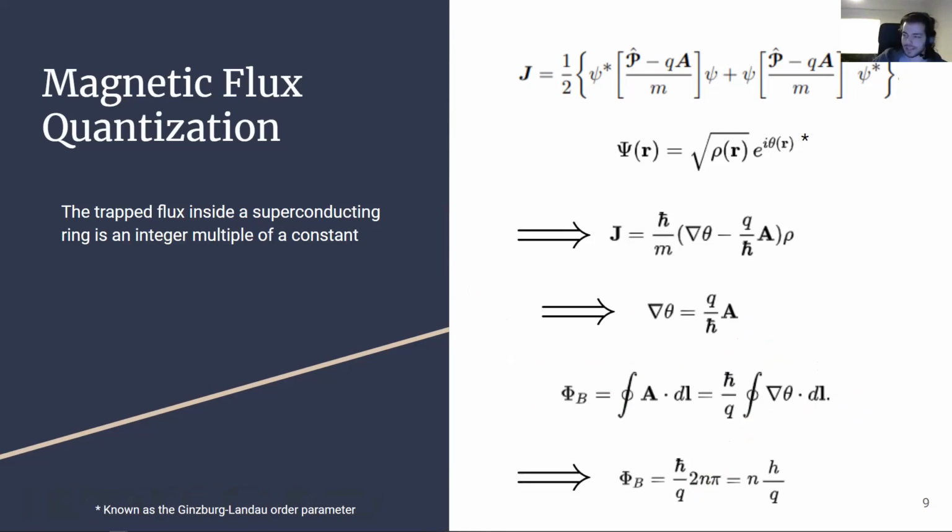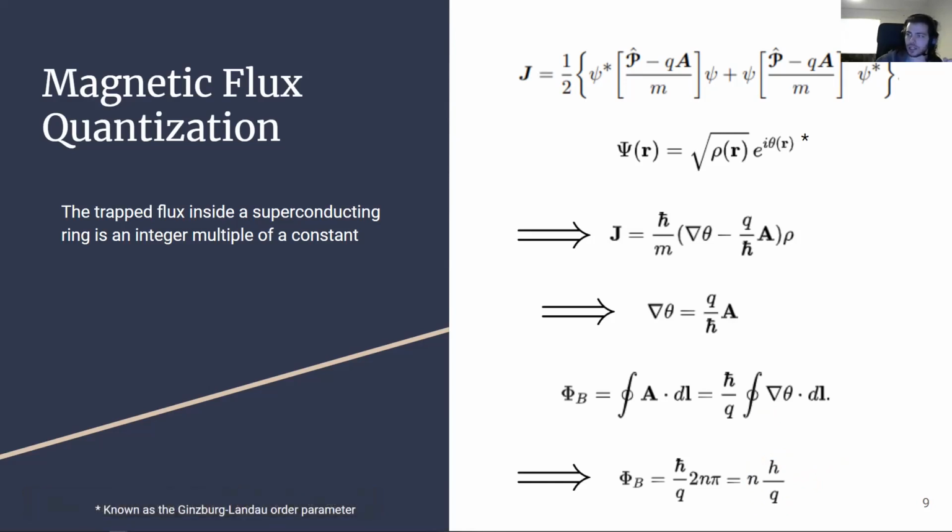So what does this tell us physically? The magnetic flux through this ring can only take certain values of n times h over q, because h is just the Planck's constant and q is the charge of the charge carriers, which could be the electron, hopefully. So classically, any magnetic flux could be here, but quantum mechanics tells us the flux is actually quantized inside this ring.